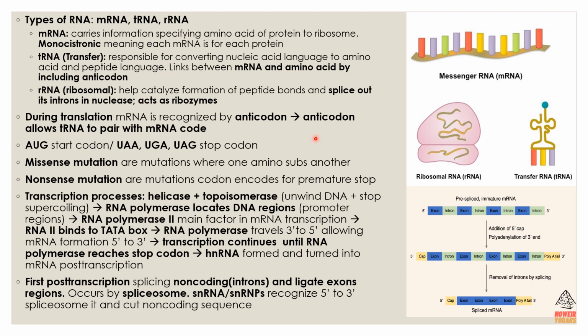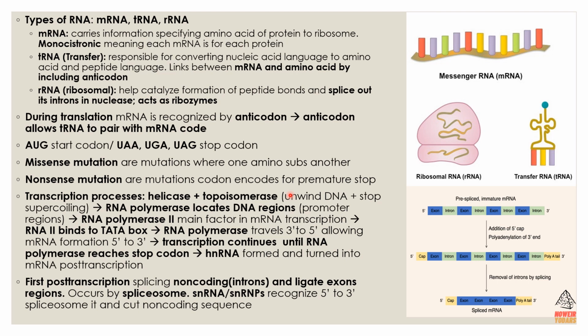hnRNA is basically pre-mRNA. Before it becomes a messenger RNA, it needs to undergo some modifications before the final product comes out. Post-transcription, it's turned into mRNA, and there are a couple of things that need to happen first. First off is splicing. You're going to ask me what splicing is. Splicing is a post-transcription process.